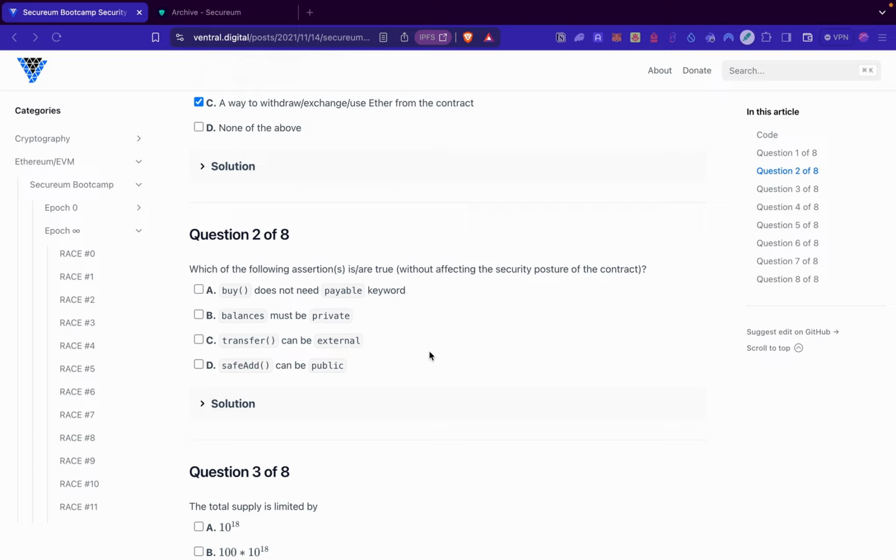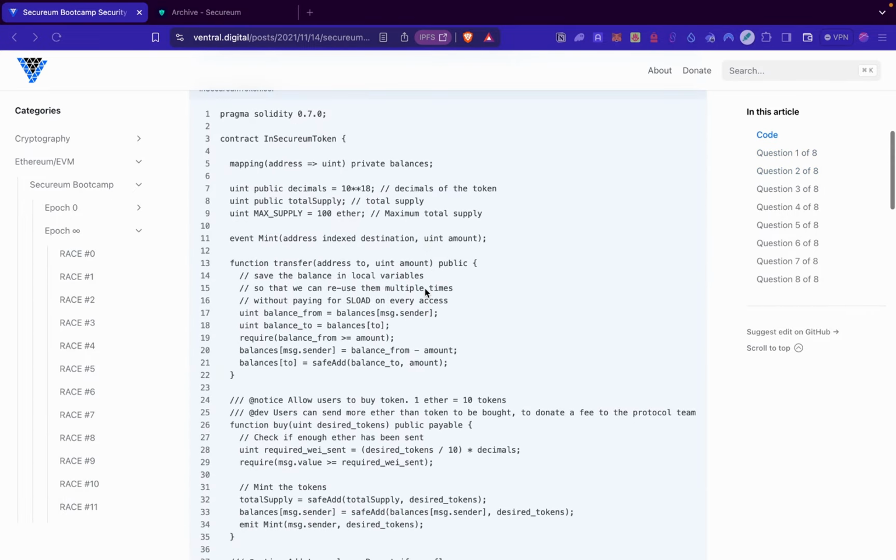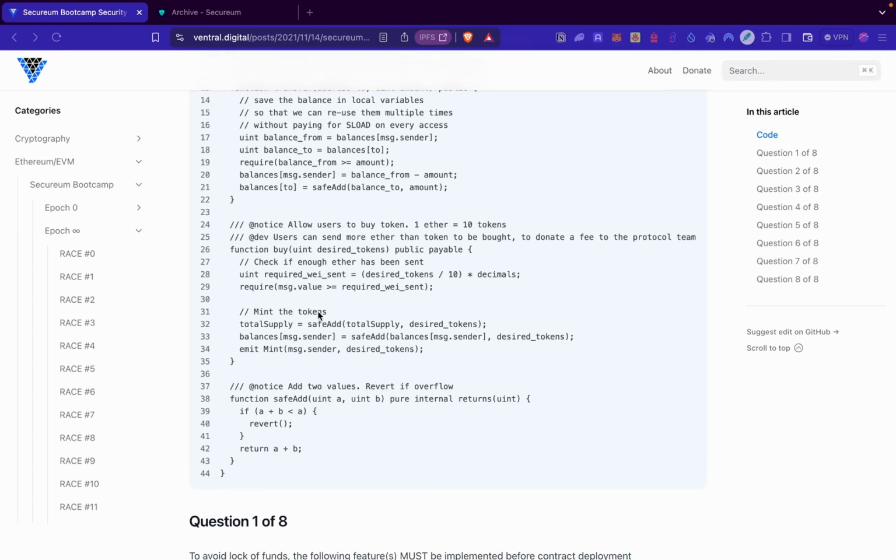Now, the next question. Which of the following assertions are true without affecting the security posture of the contract? A. Buy does not need payable keyword. So if we see, this is the buy function. It mints new tokens based on the amount of tokens you need. And you also send the corresponding amount of ether along with the number of tokens that you need. So this function needs to be payable to be able to receive the ether corresponding to which new tokens would be minted.